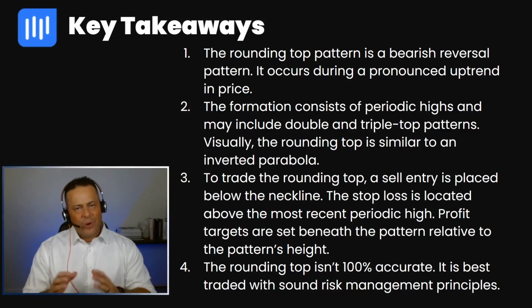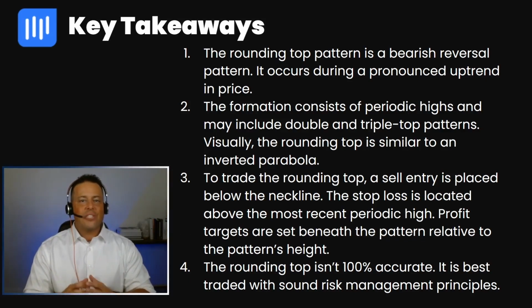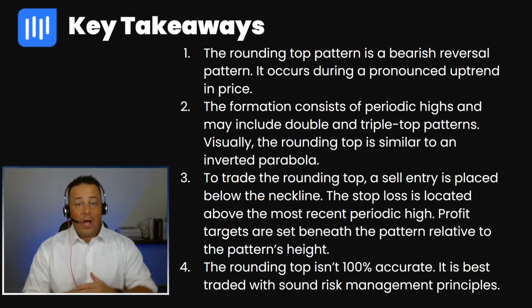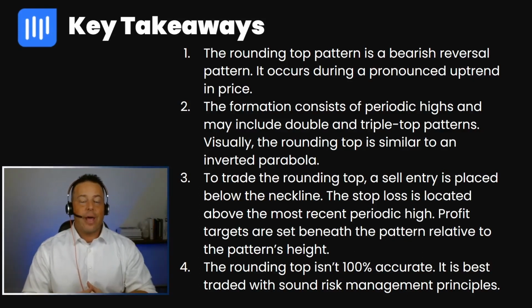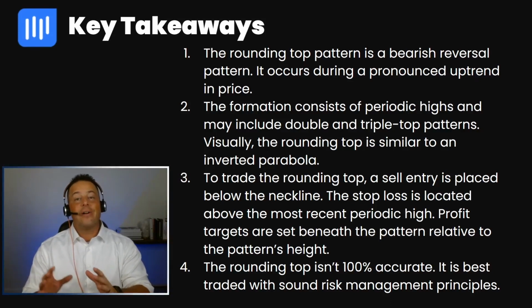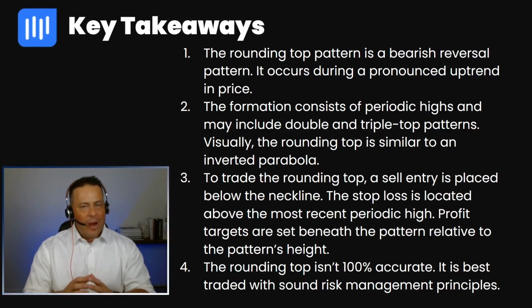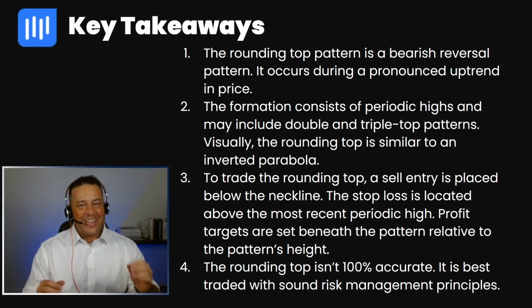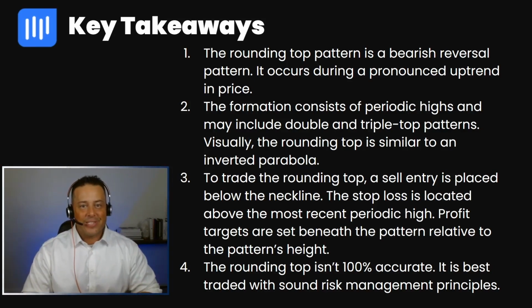Number three, to trade the rounding top, a sell entry is placed right below the neckline. The stop loss is located above the most recent periodic high. Profit targets are then set beneath the pattern relative to the pattern's height. And lastly, the rounding top isn't 100% accurate. It is best traded with sound risk management principles.